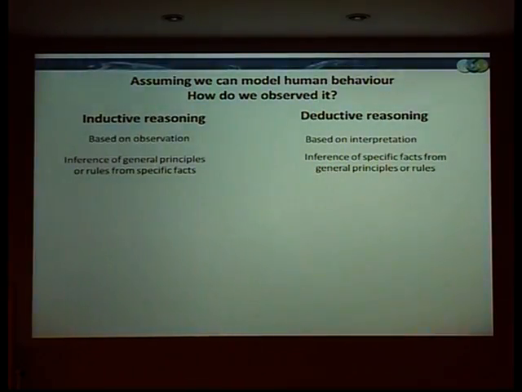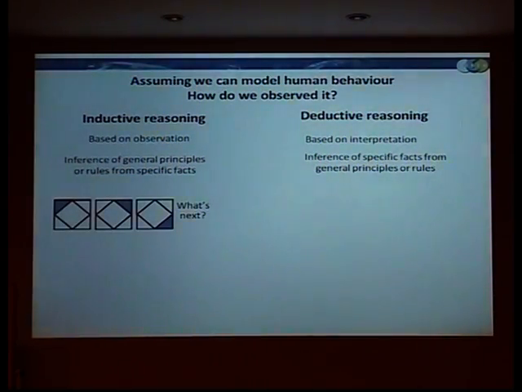There's two ways in which we do that, which is inductive reasoning and deductive reasoning. And if you've done a science degree, you might have come across these things. Just looking at inductive reasoning here, it's based on observation. So we go out and look at things and see what's happening. And it's basically the inference of general principles from specific rules.